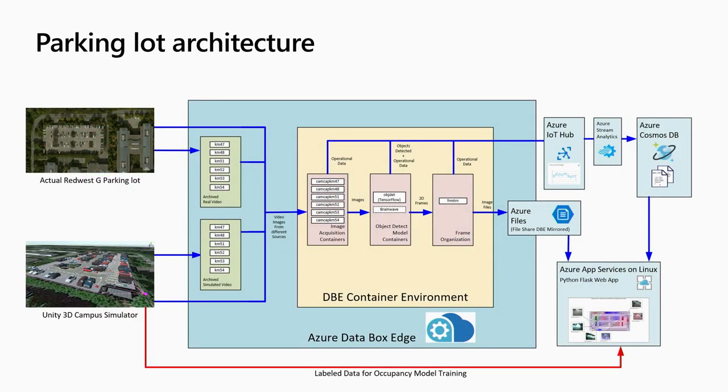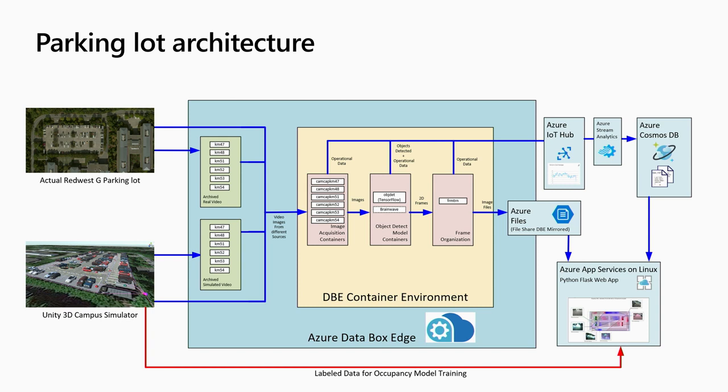So this is how the parking lot image works. It's the same kind of concept, right? So we have the parking lot. Actually, I'll talk about the Unity stuff in a minute, which is also a pretty cool idea. So you have the parking lot, and then that comes into all these containers. Here in the set, you have the image acquisition containers, and that's a container designed to pull data from each video feed or each camera feed.